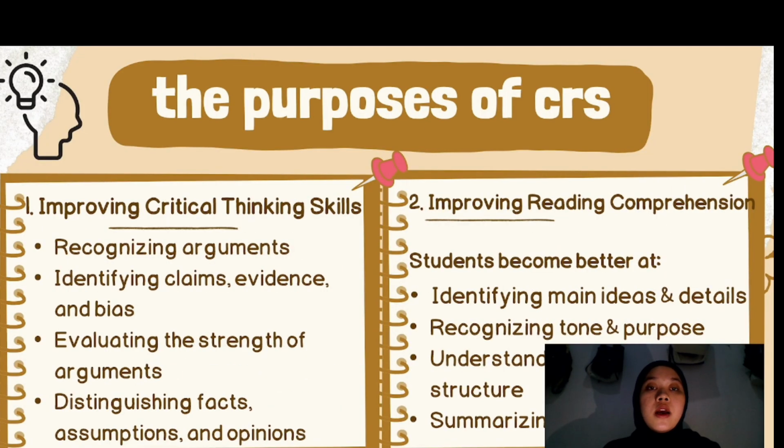And next, the purpose of critical reading strategies. There are three. The first is improving critical thinking skills. It means recognizing arguments, identifying claims, evidence and bias, evaluating the strengths of arguments, and distinguishing facts, assumptions and opinions. Number two is improving reading comprehension. It means students become better at identifying main ideas and details, recognizing tone and purpose, understanding argument structure, and summarizing text accurately.